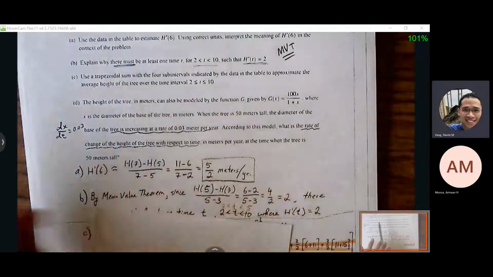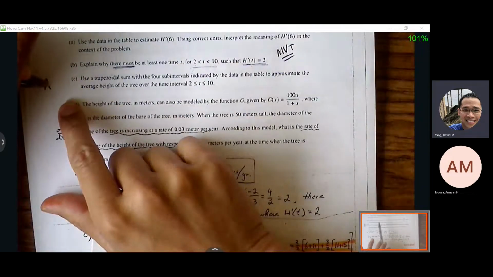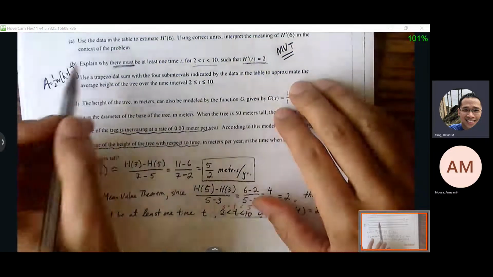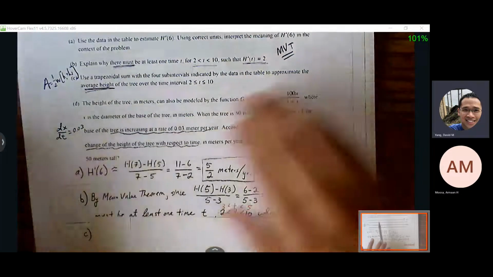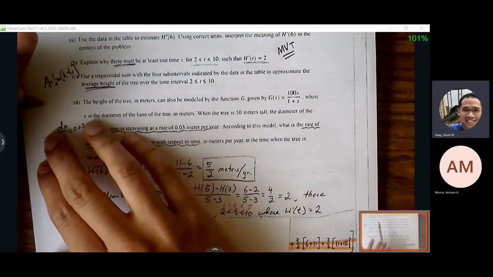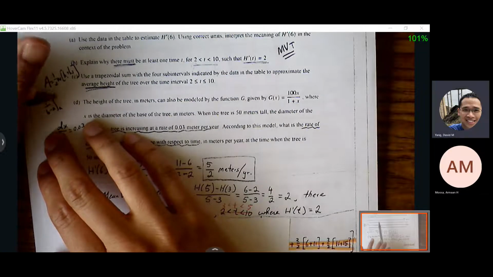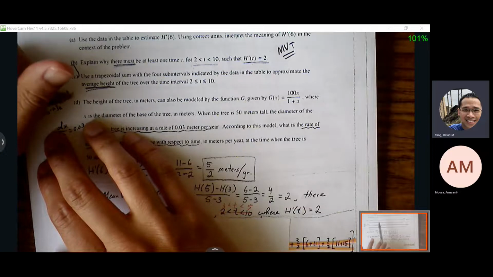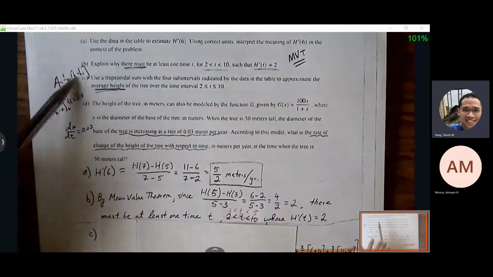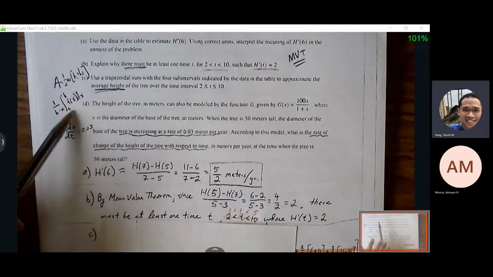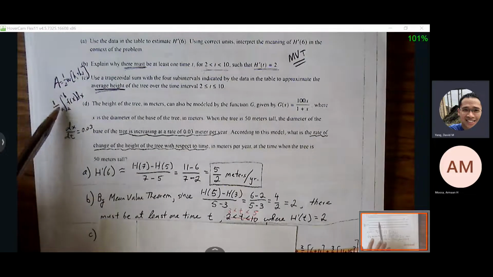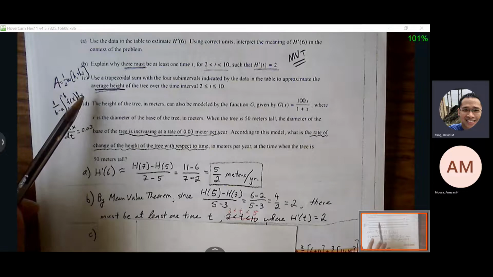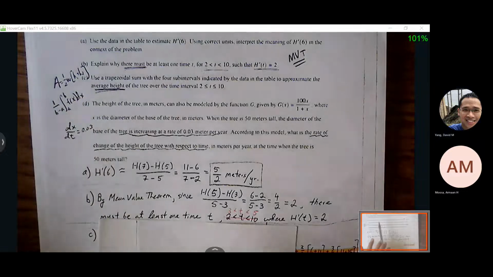So I see trapezoid sum, so I know I have to involve this area formula, 1/2 width times height 1 plus height 2. But at the same time, I also see this approximating average height. So I'm also thinking I've got to involve 1 over b minus a times the integral from a to b of f of x dx. So I need to merge these two together. I know that area will take care of this integral, will represent that integral notation, but I need this 1 over b minus a as a way of going through that average value theorem.